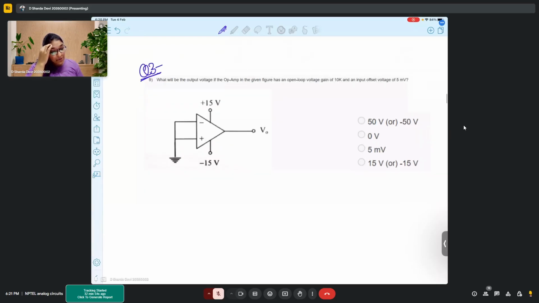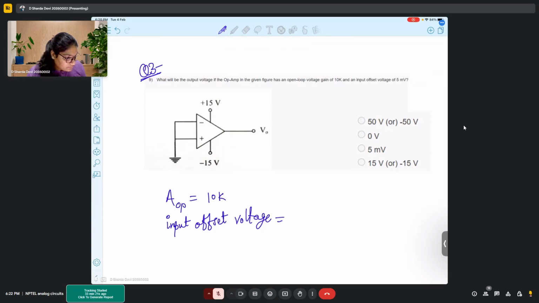In this problem, what will be the output voltage if the op-amp in the given figure has an open loop voltage gain of 10K and input offset voltage is 5 millivolt, right?